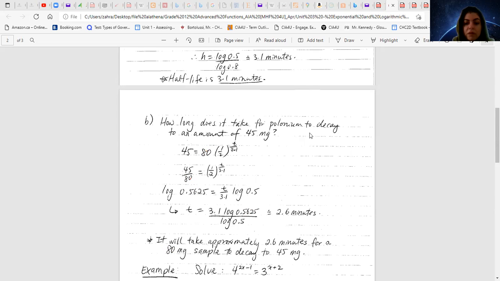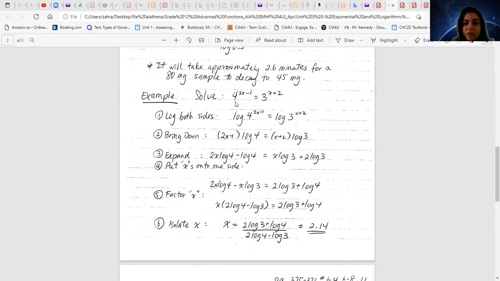Okay, now there are some equations that you can solve. See, 4 power 2x minus 1 equal to 3 power x plus 2. As you see, the bases from both sides are not the same. You cannot convert them to each other. You cannot have the same base at two sides. So you have to use a different strategy than before.